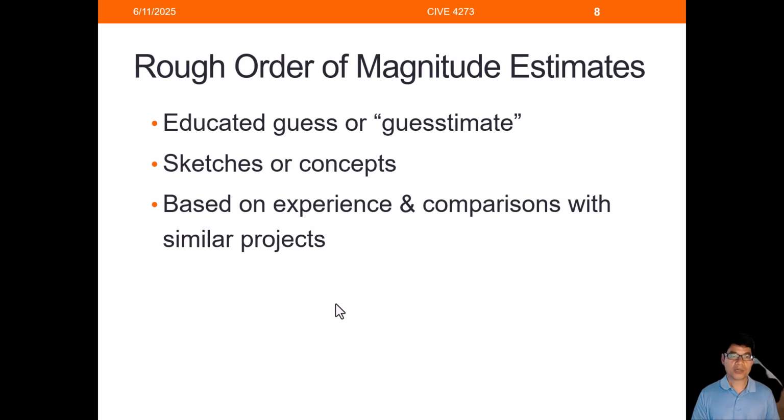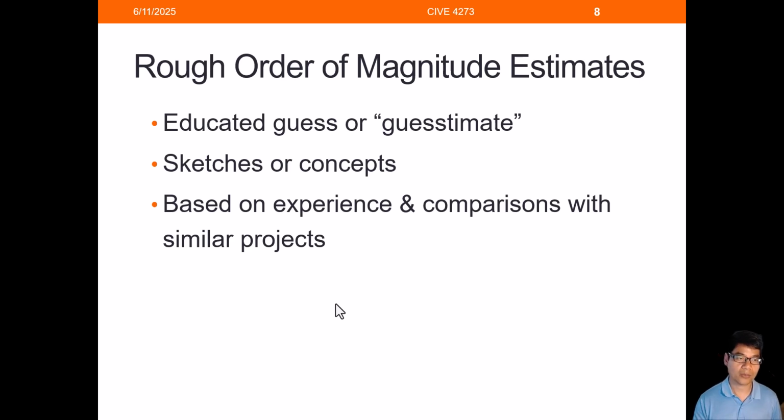So the first one is called rough order of magnitude estimate, or you can call it an educated guess or guess estimate, because people typically use their previous experience to help you identify what the cost would be. Sometimes you will just tell people, okay, I'm trying to build a hospital and I have the square footage for it, or maybe this is a building for a bank, or maybe for a restaurant.